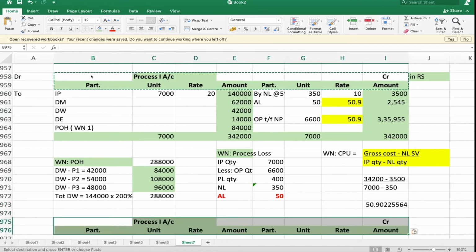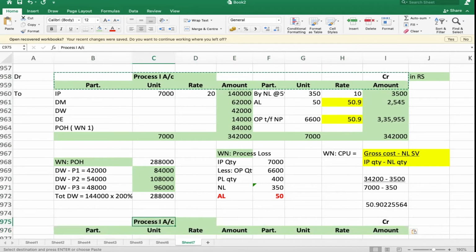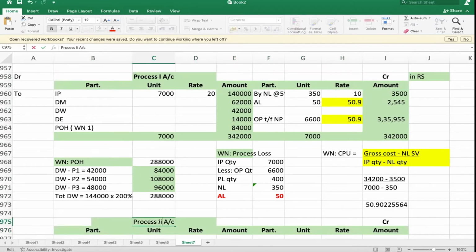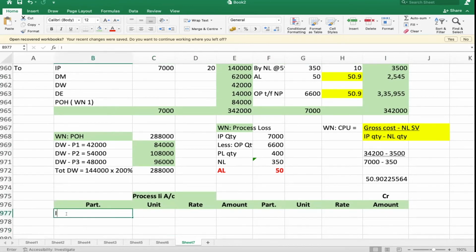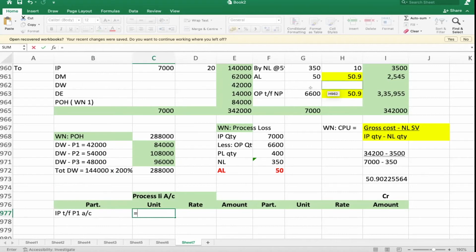Now we have to go for the process 2 account. Here, input is transferred from the process 1 account. Am I right? The output of one process becomes the input for the next process. So that we have to take from the previous process.